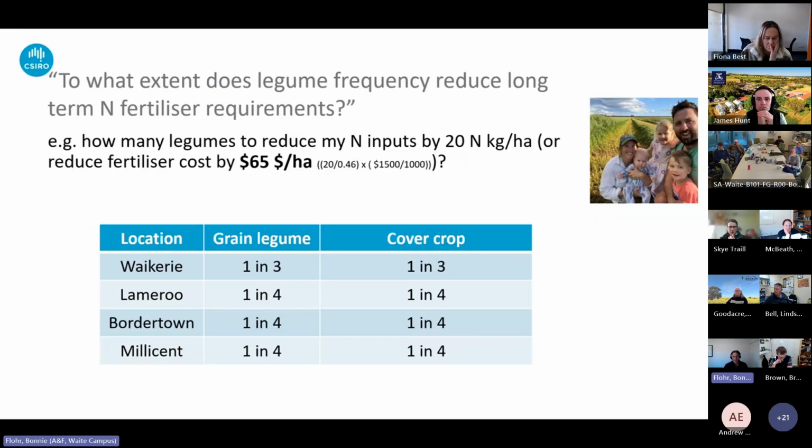So to put this into something practical and linking it back to that core question that started the study, to what extent does legume frequency reduce long-term N fertiliser requirements? Or how do I reduce my N inputs by 20 kilos per hectare or my cost by $65 per hectare? It's to grow a grain legume in 1 in 3 years at Waikerie or 1 in 4 at the other sites, with the same pattern coming out for a cover crop.